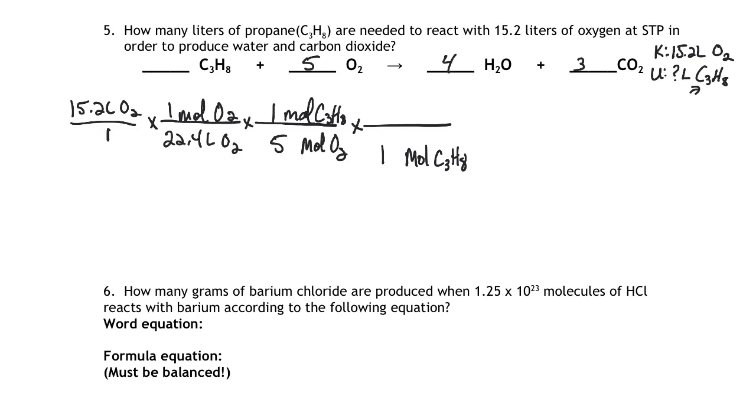1 mole of propane. Now I'm getting to liters. So 1 mole of propane, which is a gas, is going to be 22.4 liters of propane. And that looks pretty good. I'm going to double check my units. Liters of oxygen are canceling off. Mole of oxygen, mole of oxygen. Mole of propane, mole of propane. I'm left with liters of propane, which is what I need. I'm ready to put that in my calculator, and the answer should be 3.04 liters of propane.